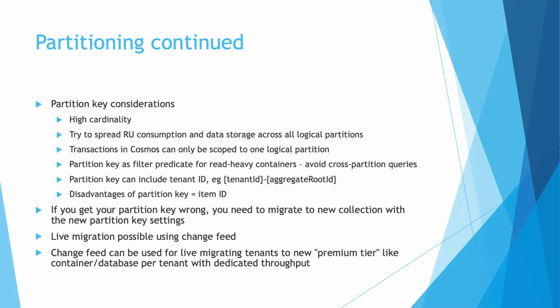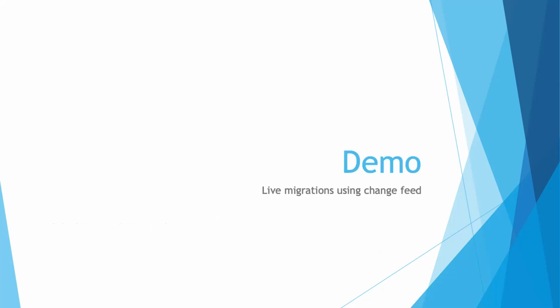What's also very interesting is that in a multi-tenant scenario, we can use the change feed to migrate tenants or tenant data from, let's say, one tier to another. For instance, we could migrate a tenant from a container that doesn't have dedicated throughput to a new container that does have dedicated throughput. So we can migrate that tenant's data. So let's have a look.